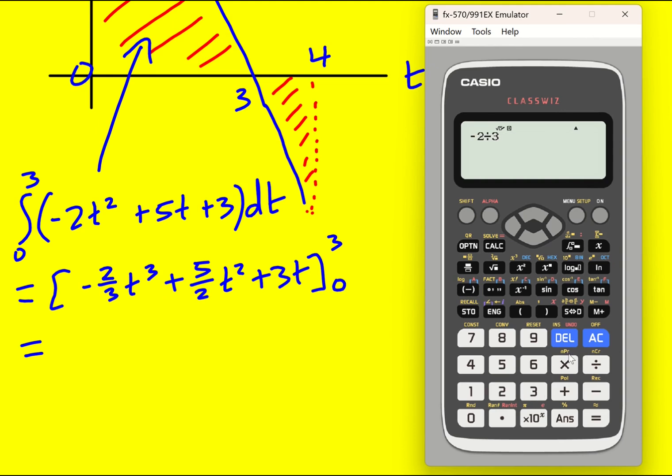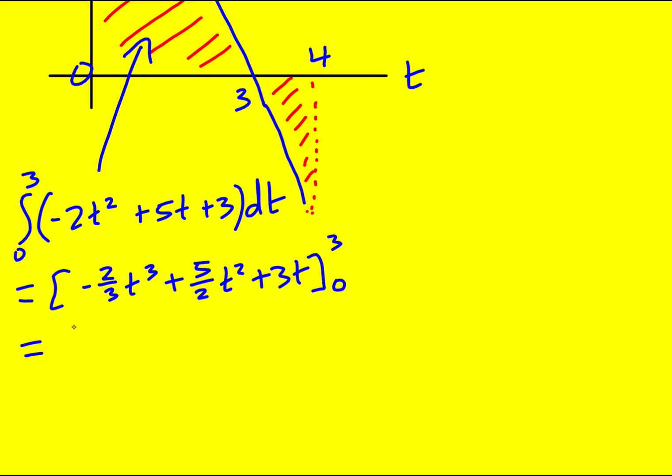Minus 2/3 times 3 cubed plus 5 over 2 times 3 squared plus 3 times 3, which gives 27 over 2. I'll leave it as a fraction for the time being. I might even write minus 0.